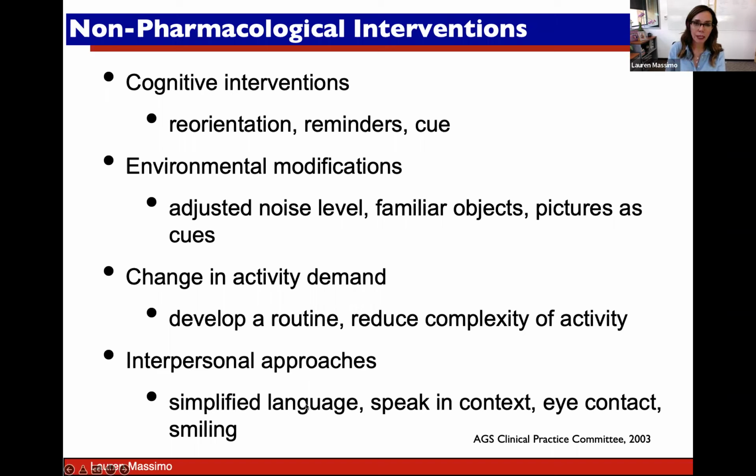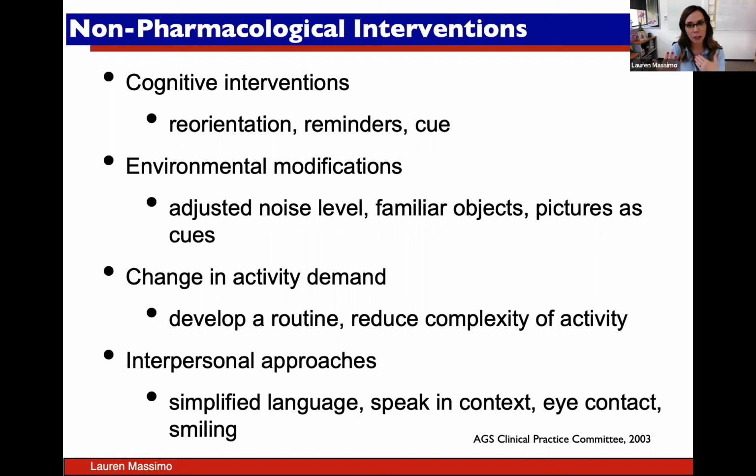Using simplified language: we speak very fast, we use lots of sentence fillers. So speak in a simplified way, speaking in context. If you're having a conversation about what you're going to have for dinner, perhaps have that conversation in the kitchen and give the patient two choices. Are we having pasta? Are we having a sandwich? And again, show pictures of what the choices are.